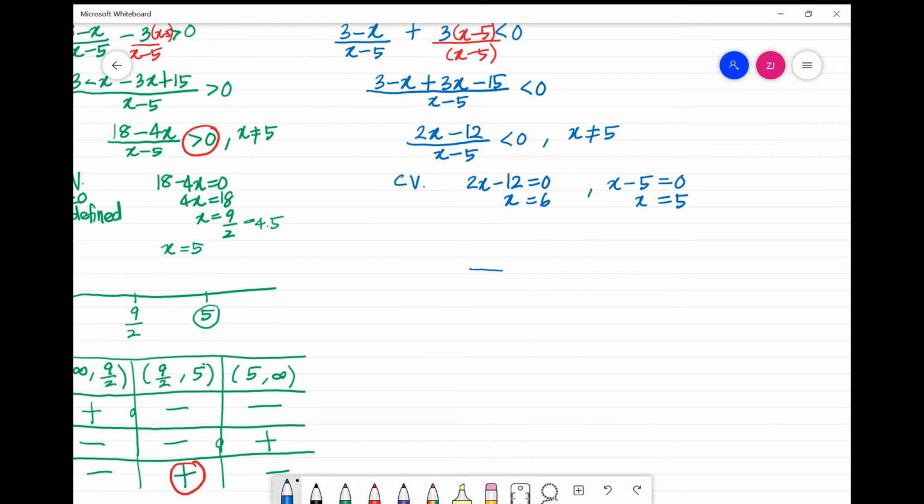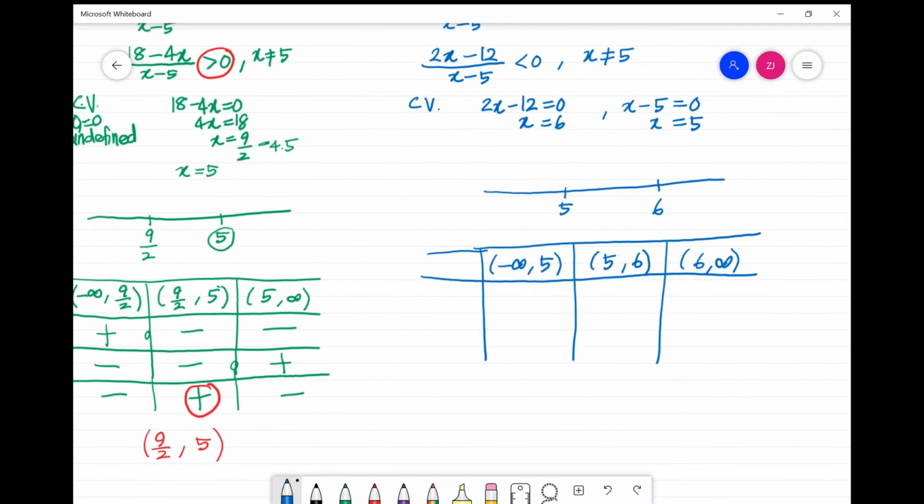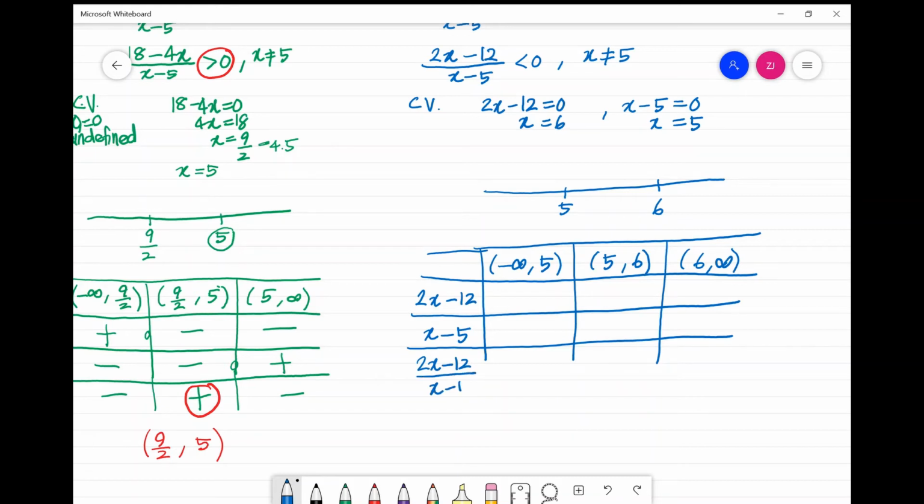We may now draw a number line, 5 here followed by 6. So we may draw a sign table. Here we have negative infinity to 5, 5 to 6, and 6 to infinity. And we write down the linear factors. So we have 2x minus 12, x minus 5, and the conclusion 2x minus 12 over x minus 5.